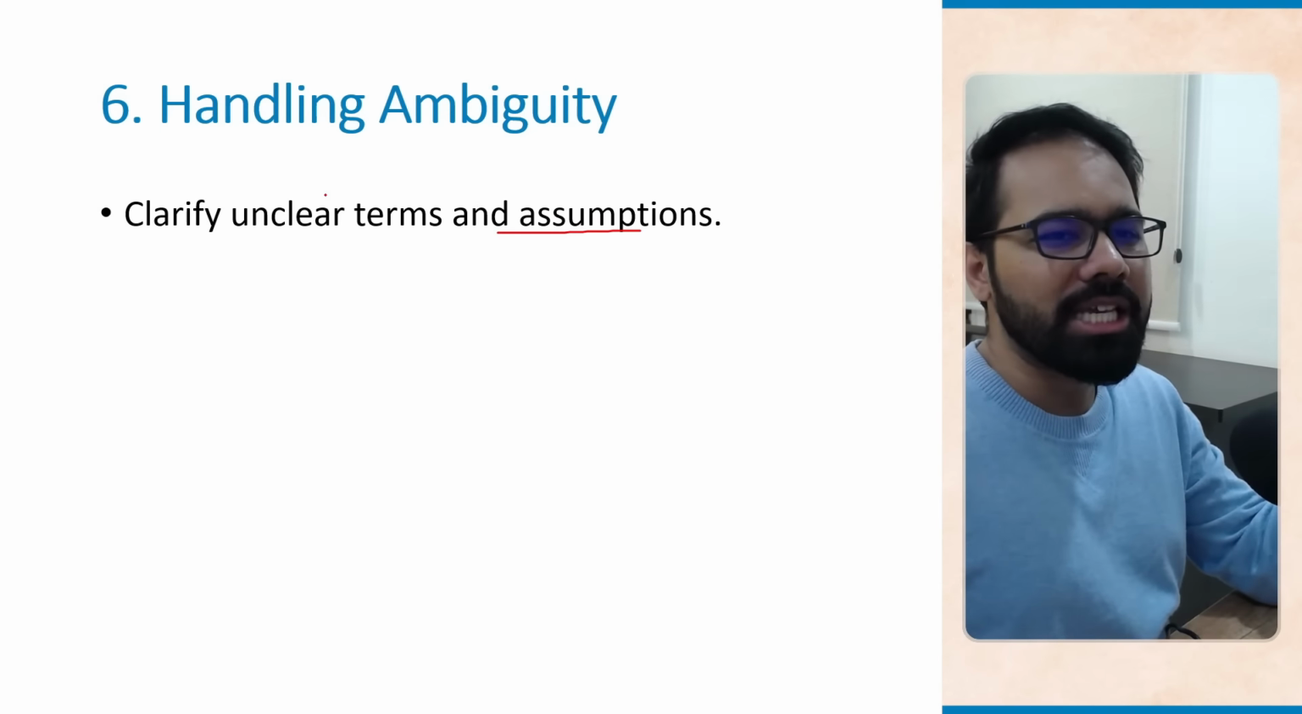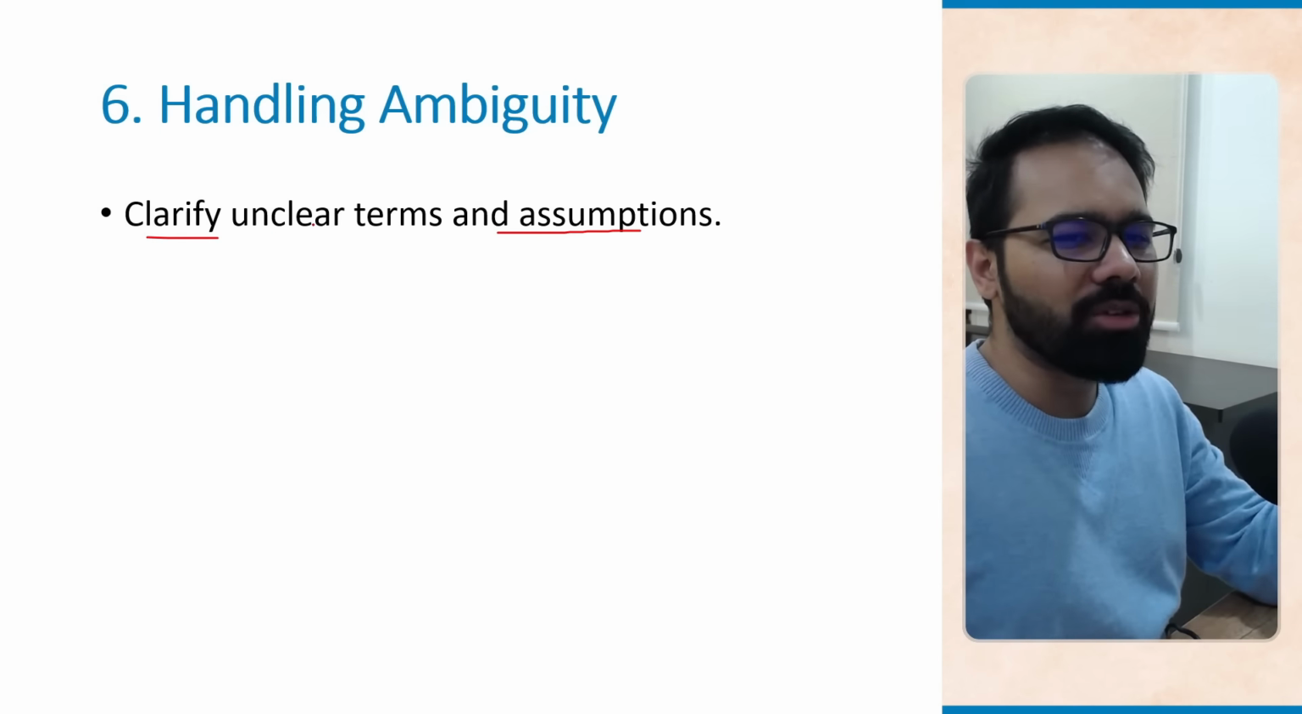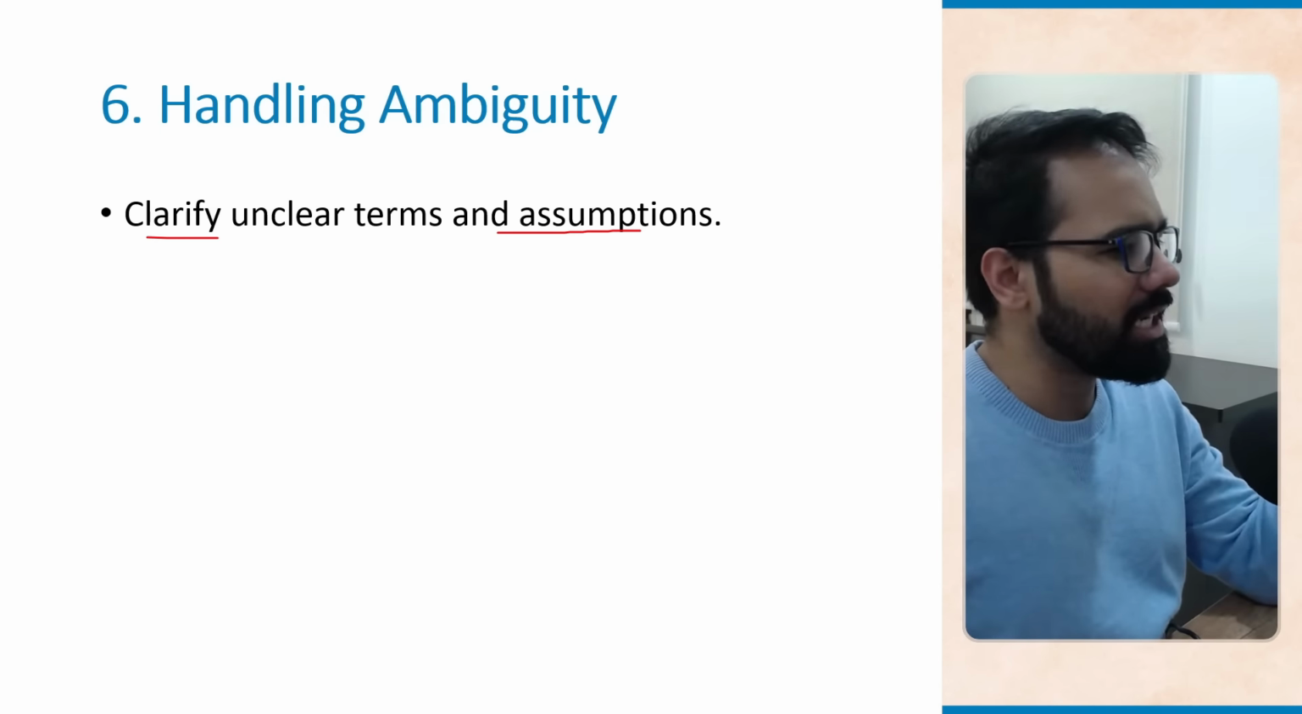And you see team members using certain terms, certain things that you might assume because you are new, and you might have some preconceived notions from the industry which may or may not be applicable to this new project or this new organization, right? So the first thing to handle ambiguity is to clarify anything which is unclear, be it terms, be it assumptions.